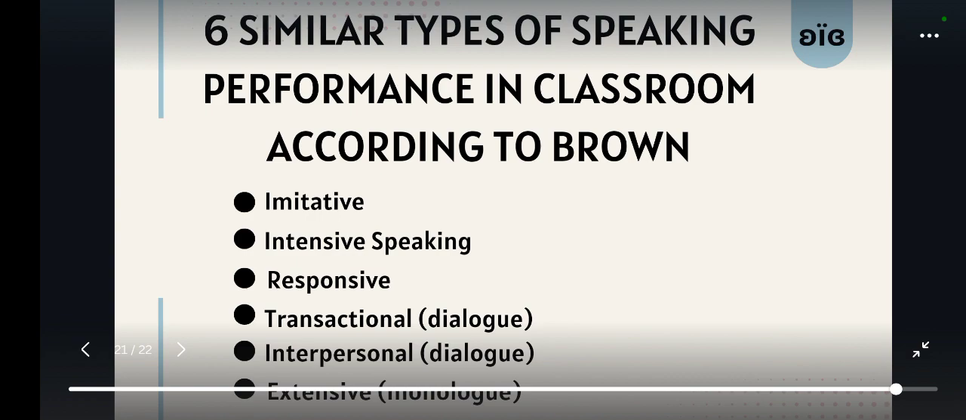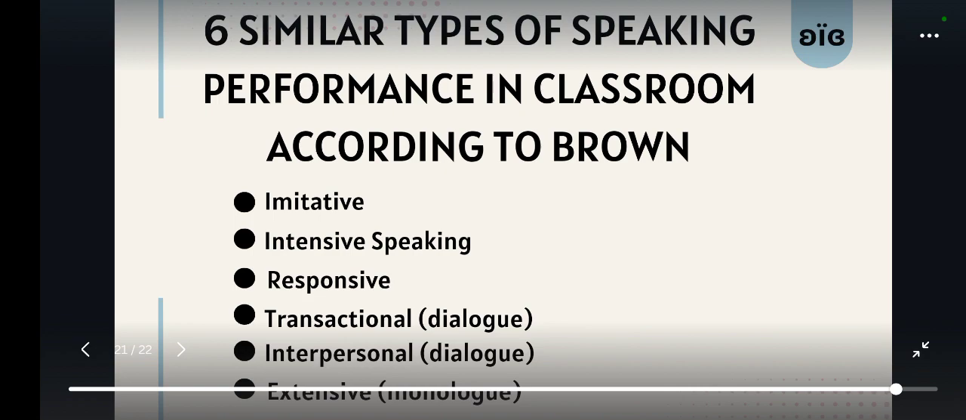Next is the intensive speaking. It goes one step beyond imitative, and includes any speaking performance which is designed to practice some phonological aspects. When we say phonological, it deals with the sounds, right? And grammatical aspects deal with the grammar and structure of the language. Intensive speaking can be self-initiated, or it can form part of some pair work activity where learners are going over certain forms of language.